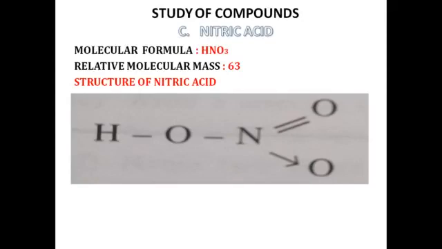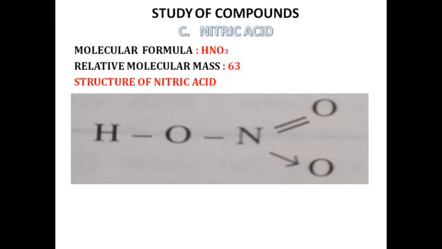Today we'll be starting a new lesson, the study of compounds, C, that is nitric acid. Last class we learned how to prepare ammonia in the lab and for commercial use, and some physical and chemical properties of ammonia. Ammonia is basic in nature, which means it can turn red litmus to blue. We saw that when we were doing the fountain experiment as well.